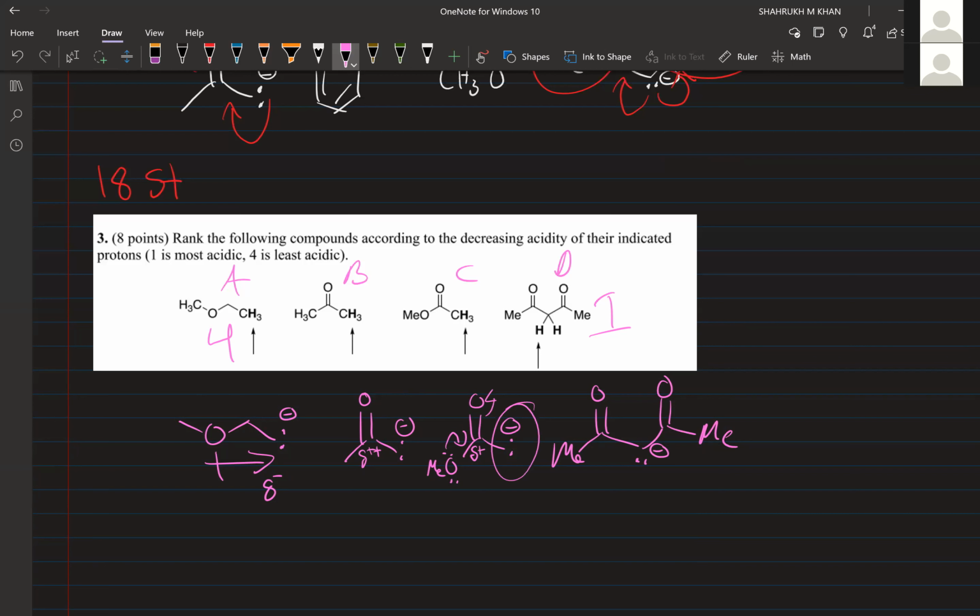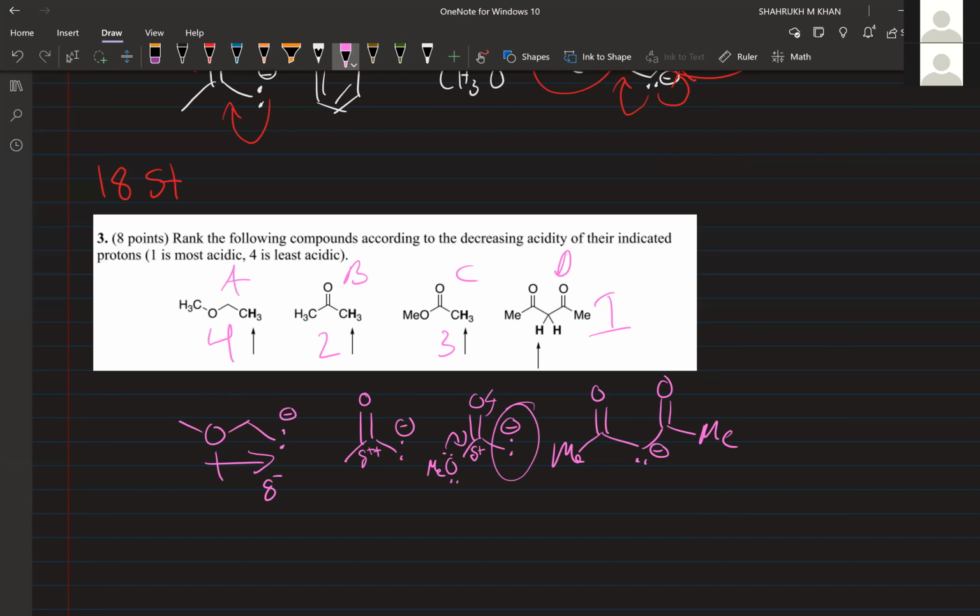If it's less partially positive, is it going to... that's a badly phrased question. But it's worse. I phrased it badly, but what I meant is its ability to withdraw the electron density. It's going to be worse because it's not as positive as it can be compared to a ketone because of that ester group here. So because it's worse, because it's less partially positive, it stabilizes the negative charge a little bit worse. So we could put this as 2 and this as 3.